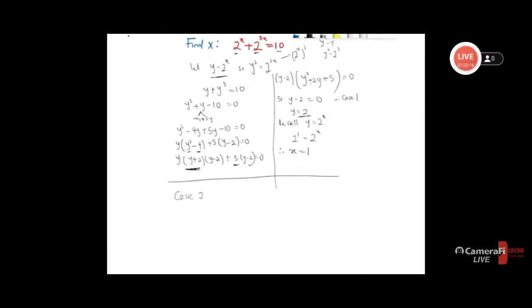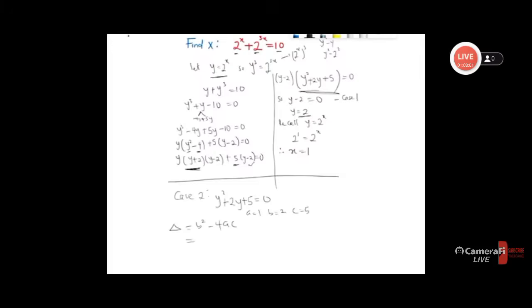we have that our y squared plus 2y plus 5 equals 0. That is my case 2. So here we want to check if we have real roots. The easiest way for us to check if there are real roots is that we have our delta to be b squared minus 4ac. Don't forget, my a from here is 1, which is the coefficient of y squared. My b is 2, and my c is 5.